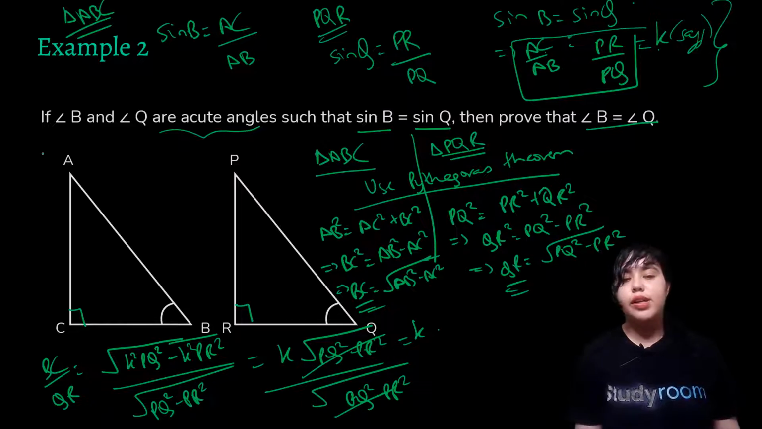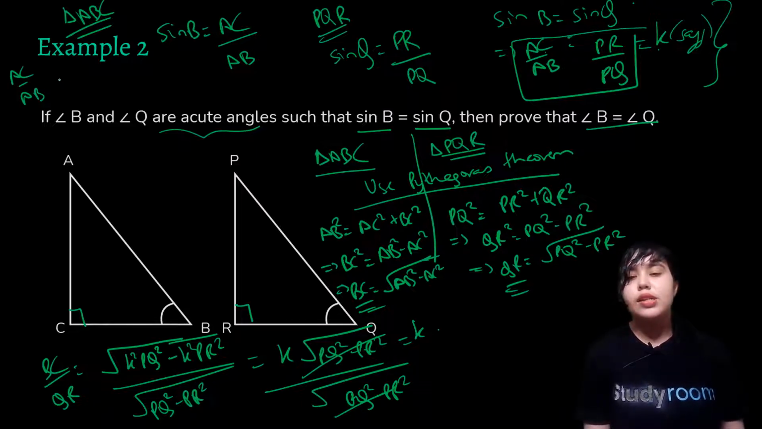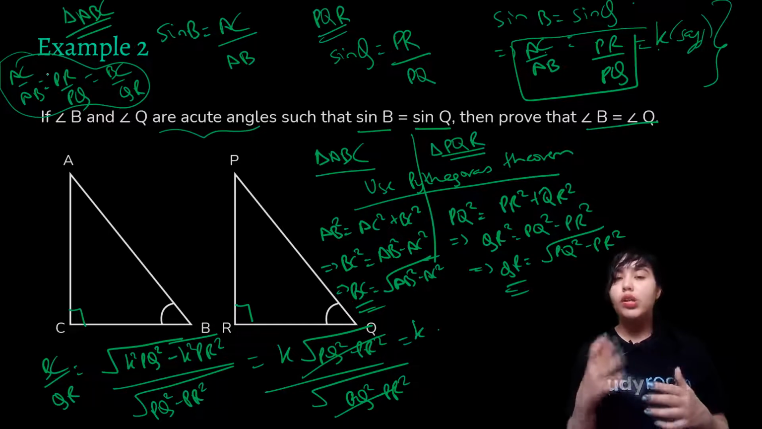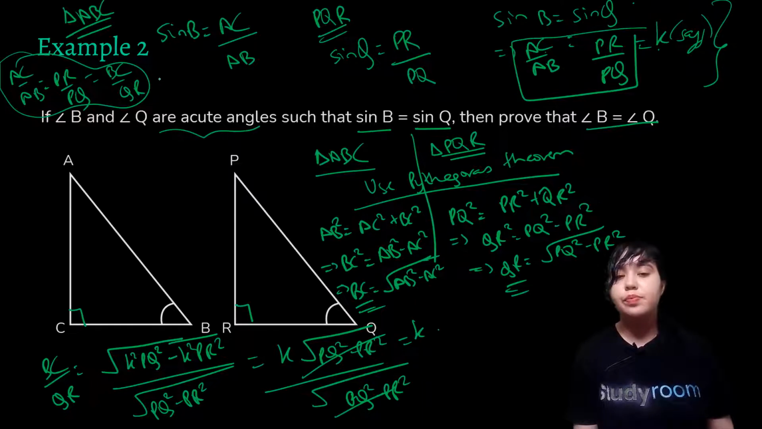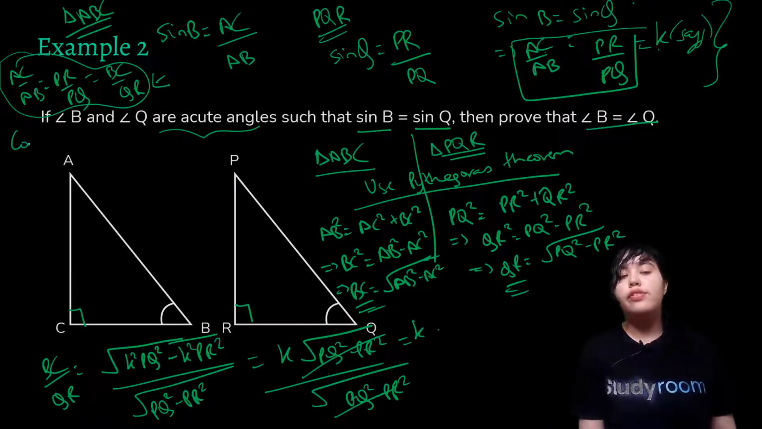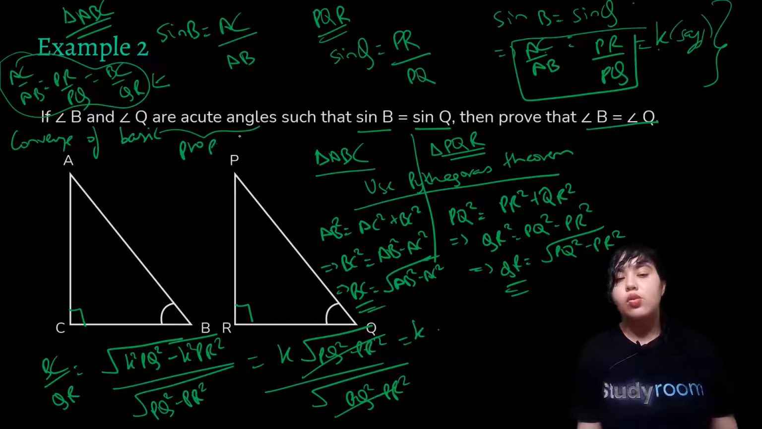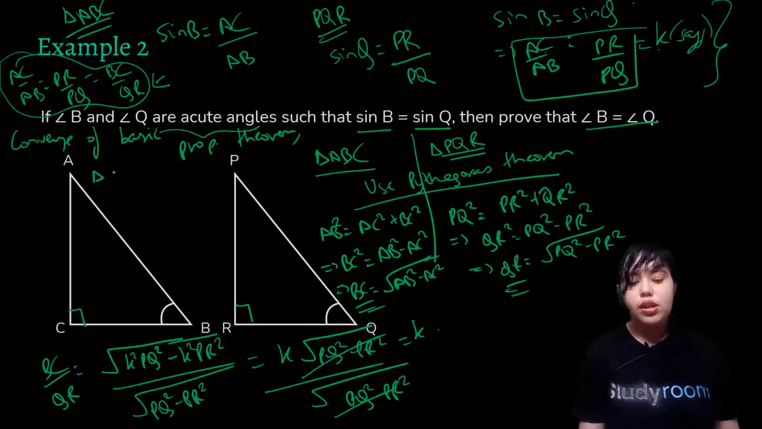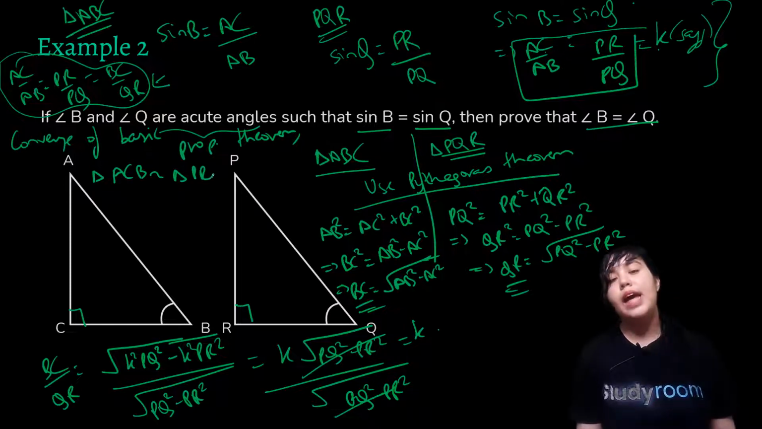So what are we getting from here? AC upon AB is equal to PR upon PQ was already true. Now BC upon QR is also equal to K, which means that all three ratios for the corresponding sides of the two triangles are turning out to be equal. So by the converse of the basic proportionality theorem, we can say that if the sides are already in proportion, then the two triangles are similar. So this means that triangle ACB is similar to triangle PRQ using the SSS similarity criterion.